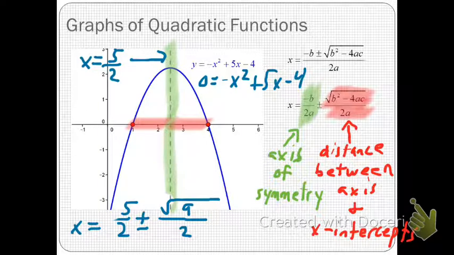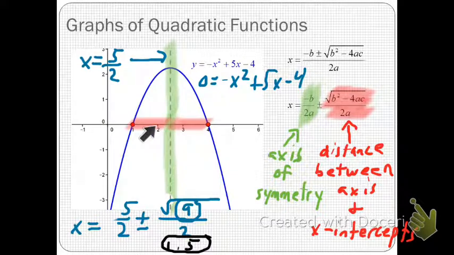Okay, and then if you do your b squared minus 4ac, the discriminant ends up being 9. And of course, the square root of 9 is 3. 3 divided by 2 is 1.5. So the square root of b squared minus 4ac over 2a is 1.5. And that's exactly how far this point is from the axis of symmetry and how far this point is from the axis of symmetry. This is 1.5 and this is 1.5 as well.